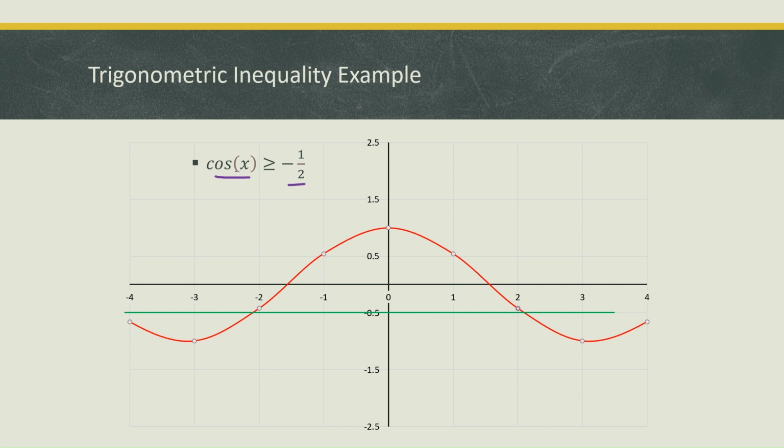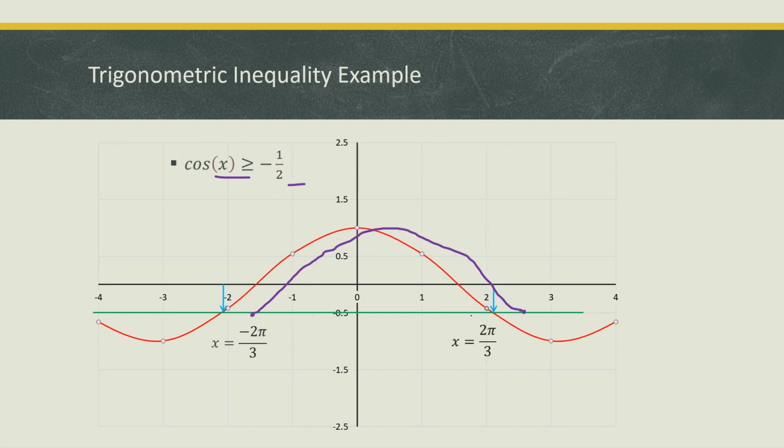Now I'll find the points of x for which cos x is equal to minus 1/2. That is these points and this point. These are the two points at which cos x is equal to minus 1/2, and these points can be obtained as x equal to minus 2 pi/3 and x equal to 2 pi/3. So at these values of x, cos x is equal to minus 1/2. But what I want is cos x greater than minus 1/2. That is, I want this part of the cos x. So these are the values of x between minus 2 pi/3 and 2 pi/3.